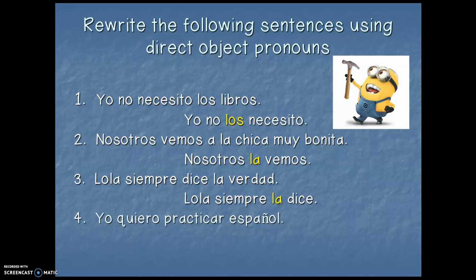Yo quiero practicar español. What is it that I want to practice? Español. Which of our pronouns would I use to replace español with? Don't forget, we need to write it before our conjugated verb in this sentence. Be careful, this sentence has a verb phrase. Yo lo quiero practicar. So in this sentence, we have a verb phrase, but we still have to write our pronoun in front of the conjugated verb. And in this case, quiero is our conjugated verb, so the lo goes before the conjugated verb.